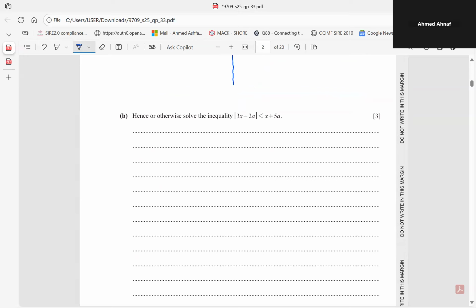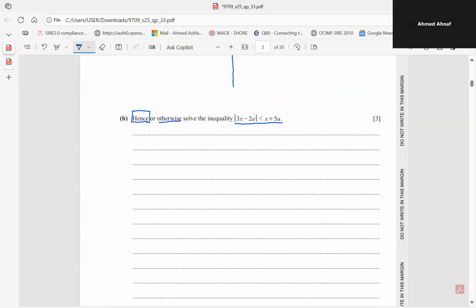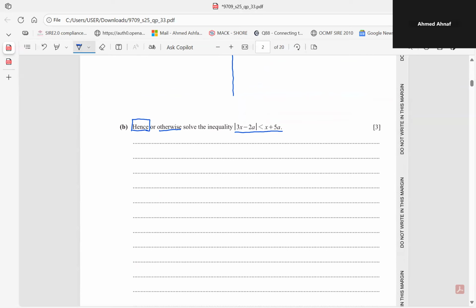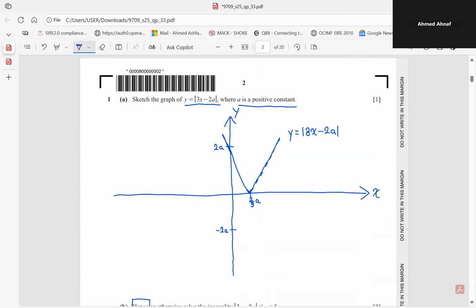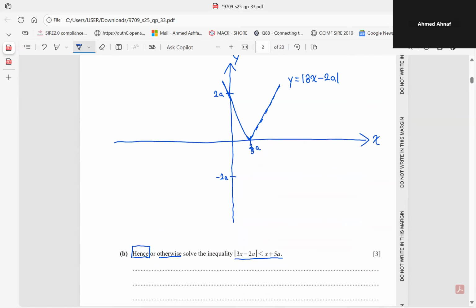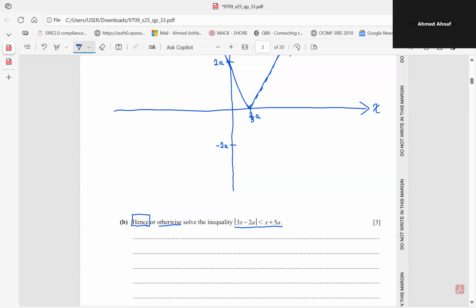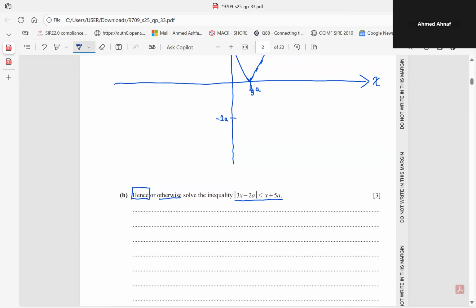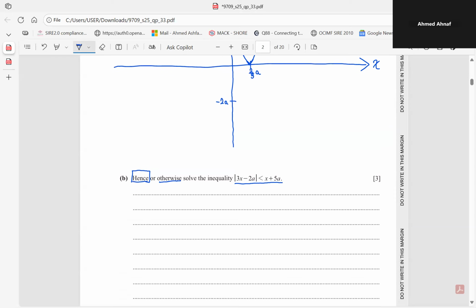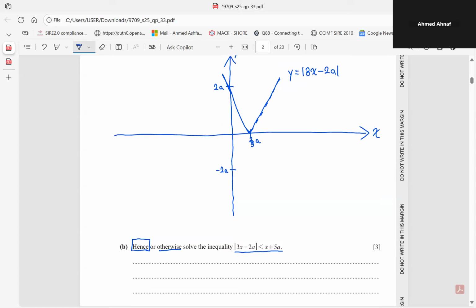Now, hence or otherwise, we have to solve this inequality. One thing to note is the word hence. If you see the word hence in a part of a question, that means you have to use the answer to the previous part. By telling us hence, they're telling us to use our graph to solve this inequality, or you can do it another way, by squaring both sides. So we're going to focus on the word hence and use the graph to solve this.